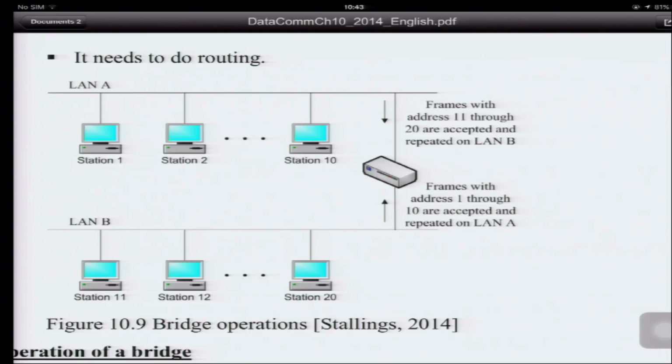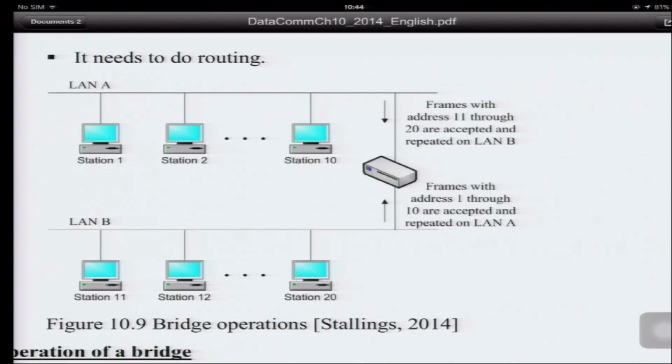But station 1 in LAN A doesn't have to know. Maybe station 2 wants to send to station 12. Station 2 doesn't have to know that station 12 is not in the same LAN. The bridge will just take the frame and send it out to the correct LAN.